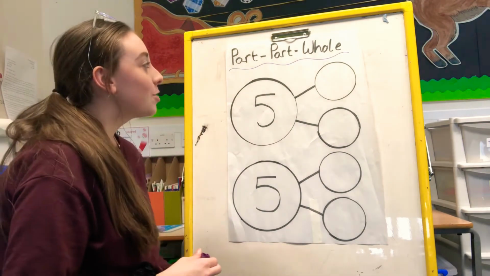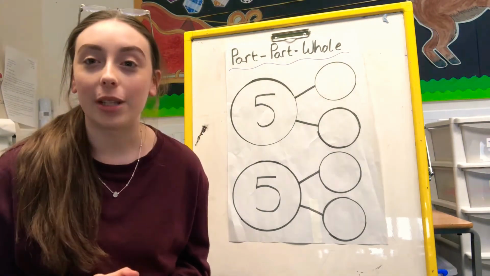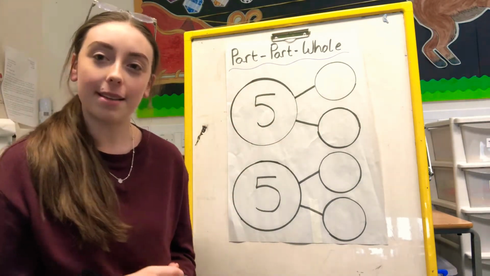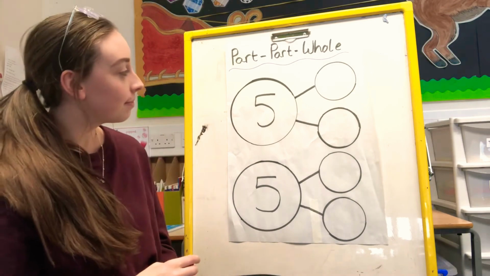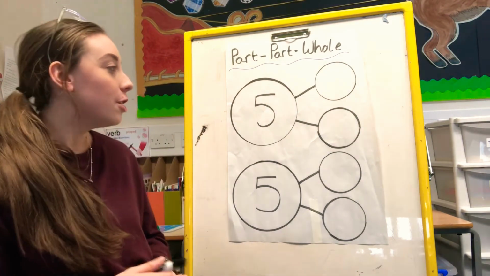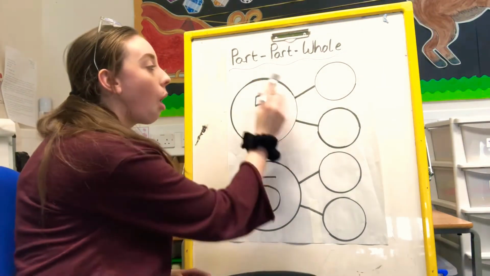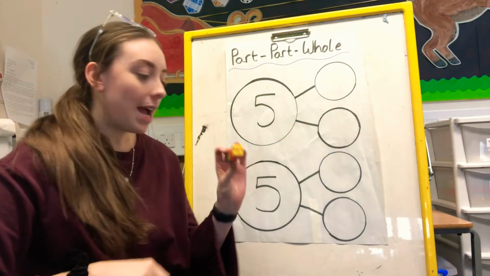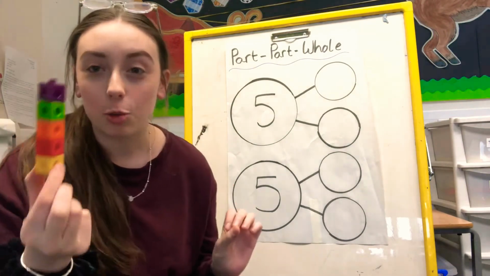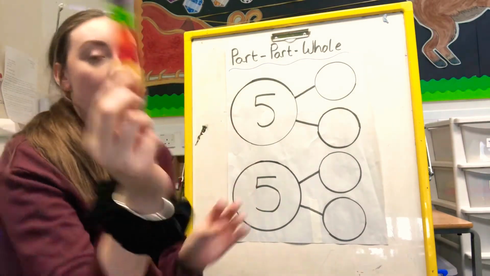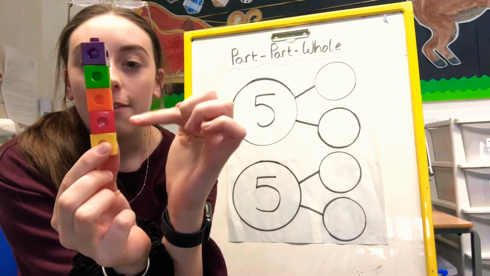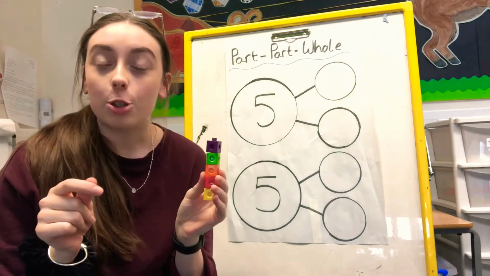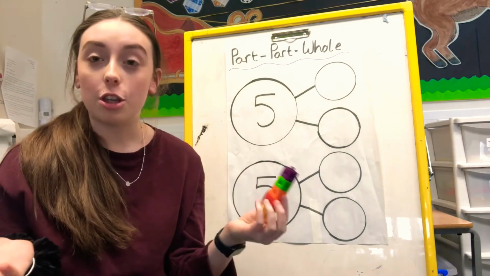Welcome back. So you obviously remember what part-whole is as we did it last week, but our number is a little bit different. So can you tell me what number it is? It's the number 5. So our number 5 is our whole, and we're going to split 5 into 2 parts. What I have here is some multi-link, which you will have used in school before, and I have 5 multi-link, 1, 2, 3, 4, 5. And I'm going to break the multi-link into 2 parts, and then we can see the 2 parts to our 5.